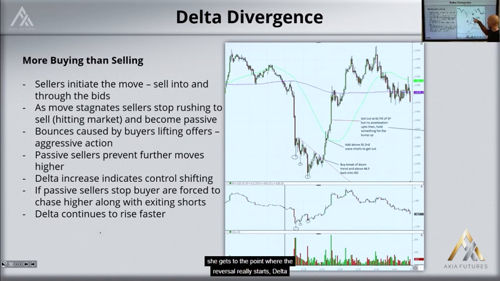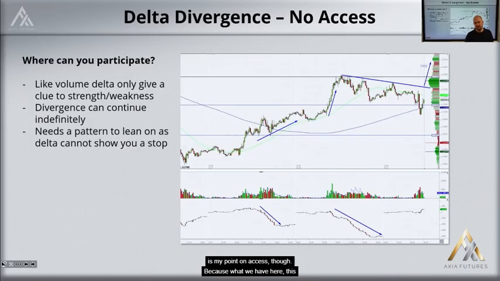Once you get to the point where the reversal really starts, delta reverses completely. And so you get this full reversal. Delta drops from here, drops down, and then full reversal back up. This is my point on access though. Because what we have here is a move over a couple of days. This is a move in the euro dollar.